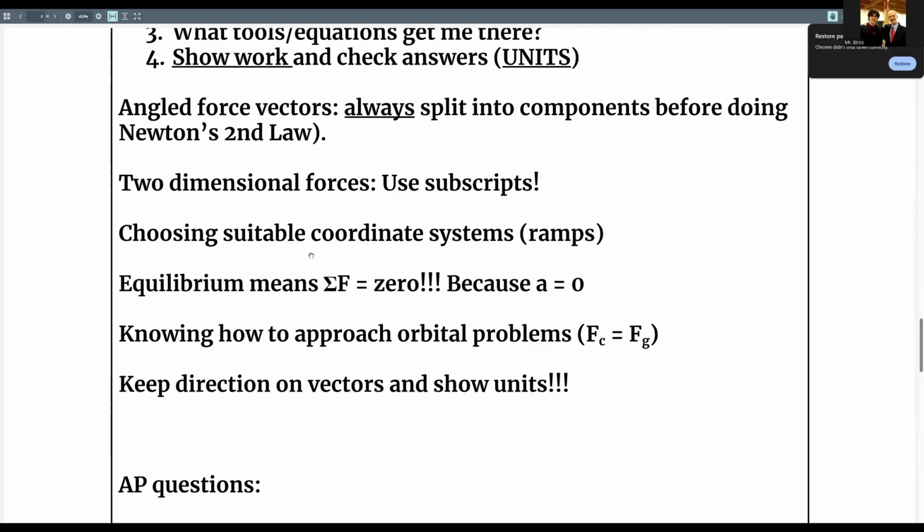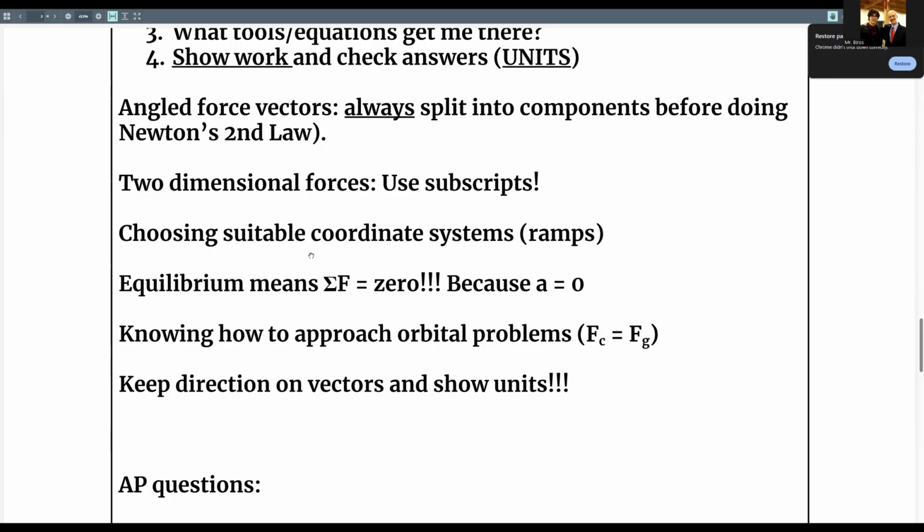Anytime you have two-dimensional forces, stuff going on in the x and the y direction, subscripts are really helpful, especially when you split things up with components, just to remember what your X and your Y values are. Coordinate systems like ramps, when you want to have the X direction be along the surface of the ramp and whatnot. Make sure that you choose the right coordinate systems, or counterclockwise, clockwise with Atwood's machines.